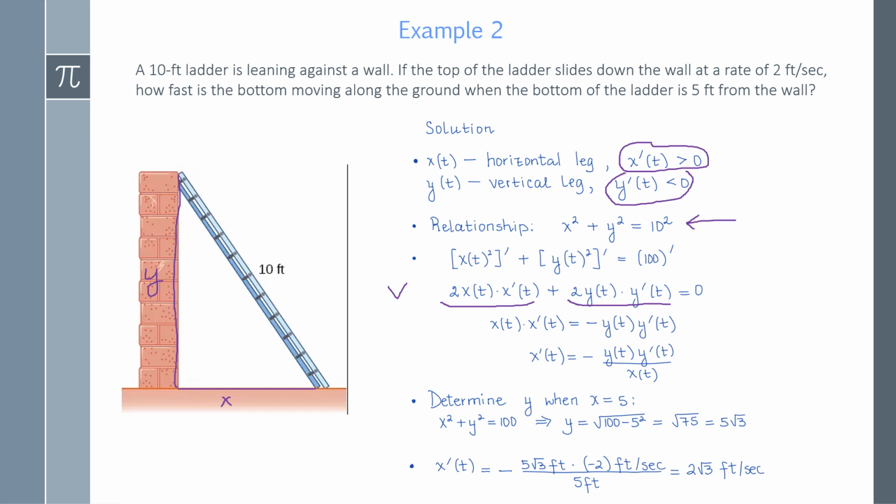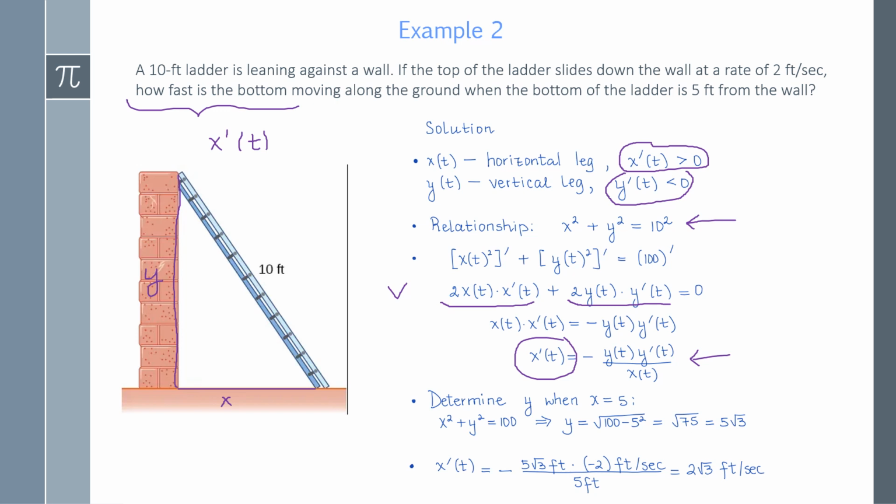Okay, now remember what we are interested in finding. It's saying how fast is the bottom moving along the ground, okay? How fast? So we're trying to find x'(t). Okay, that's what we want to find out. So here at this step, 2 and 2 cancel out, and we can solve for x'(t) right here. So x'(t) is equal to negative y(t) times y'(t) over x(t). Okay, so that's going to be our formula to compute x'.